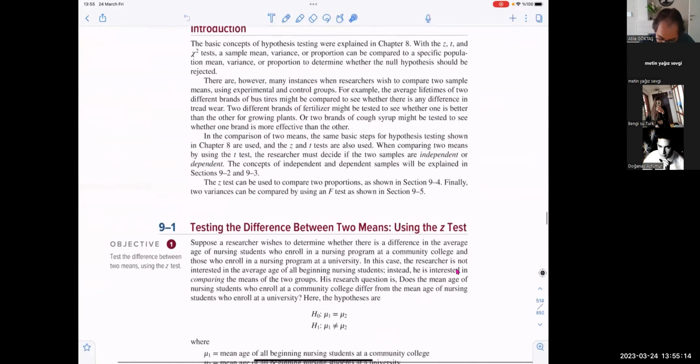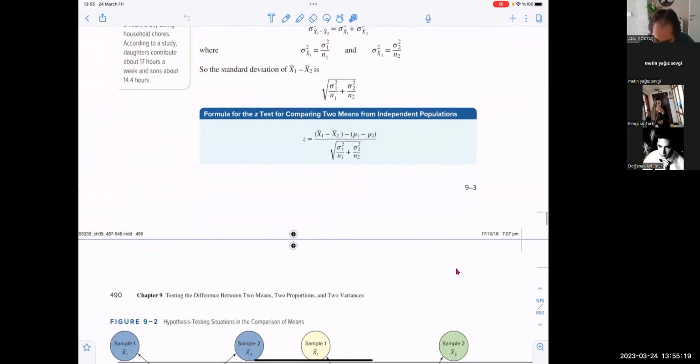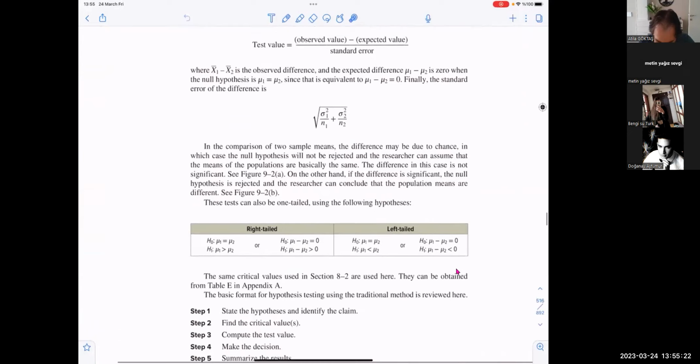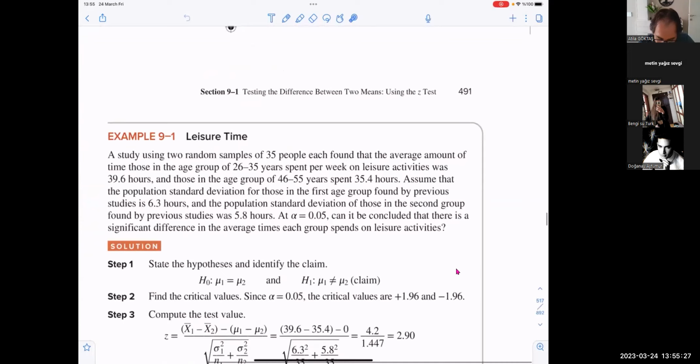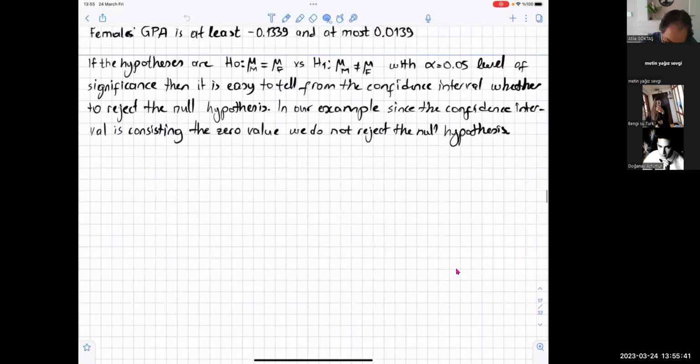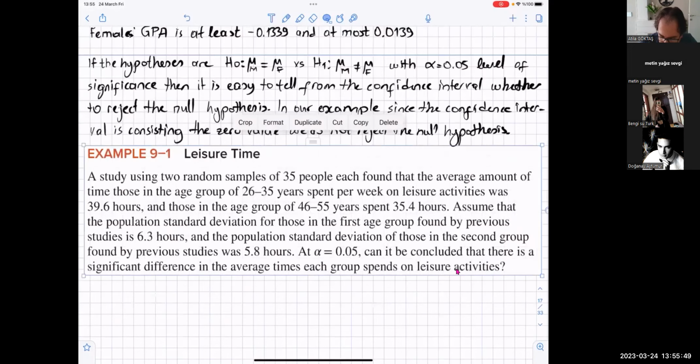Okay, the book we're following for this lecture. There you go. There is Example 9.1. I'm going to copy the example, place it into my lecture note, and work it myself with you within the lecture.